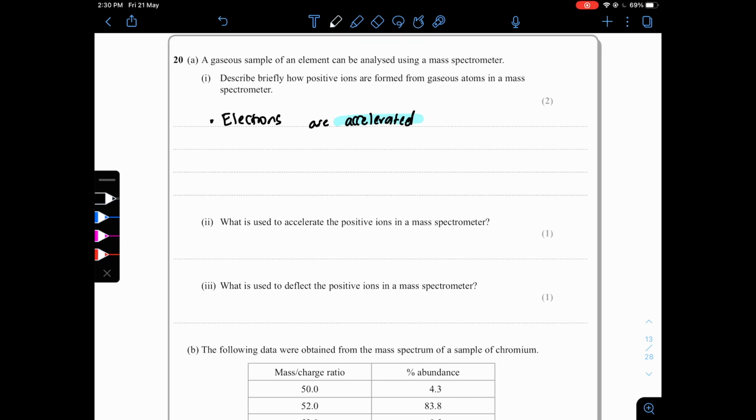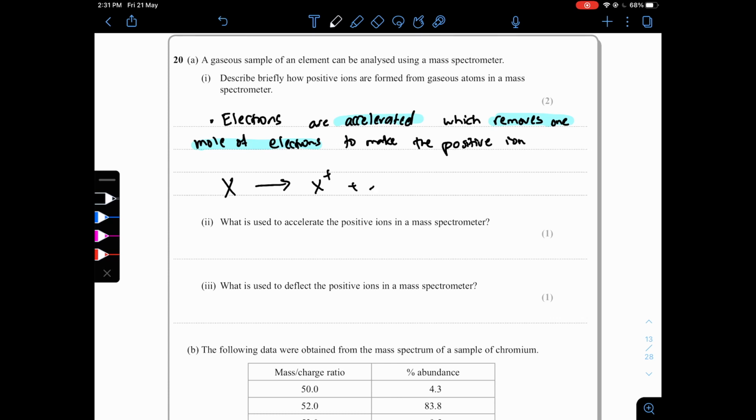Then what happens? This removes 1 mole of electrons to make a positive ion. So the second key part here is that we're removing 1 mole of electrons. You don't have to write 1 mole, you can just write remove one electron. And if you just wanted to show this in equation form, you can say we have this element X that goes to X plus e minus. We have removed one electron and it has become positive.